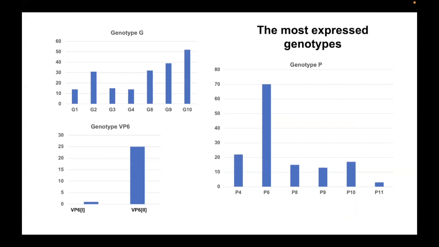Here I show you the different trends of genotypes that were amplified and expressed, and we see that G10 and P6 are the most common. Remember that we introduced the vaccine here 5 years ago. So we will compare those results with before the vaccination, and we will make a good comparison and get the efficacy of that vaccine.